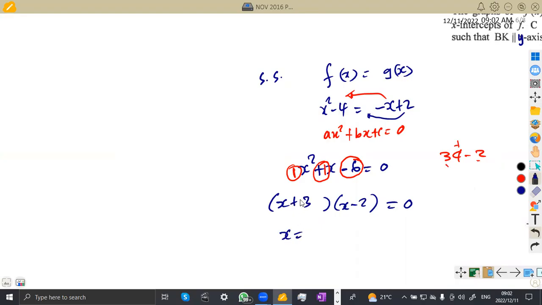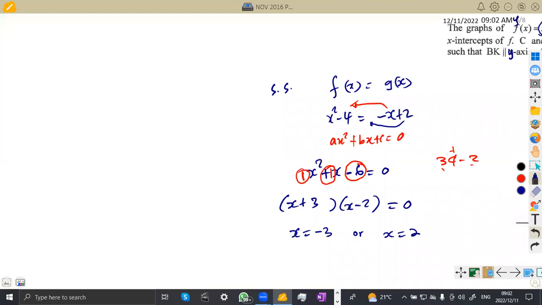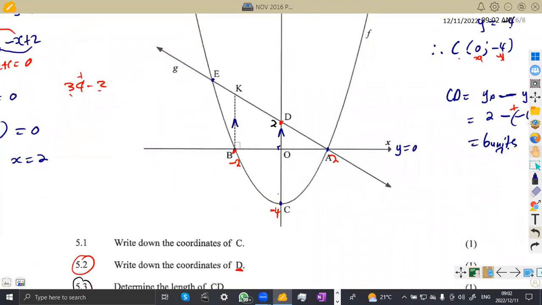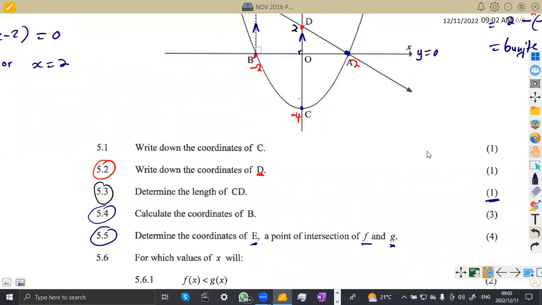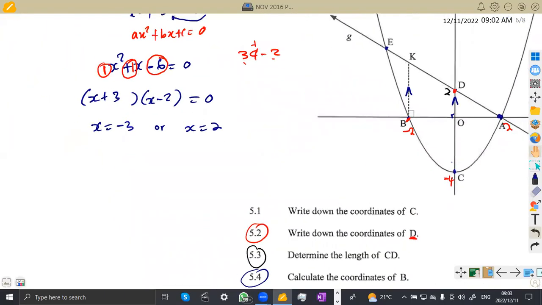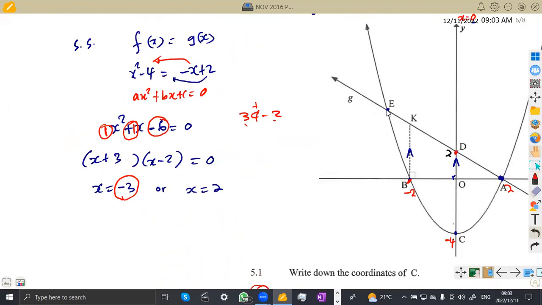So x is going to be 3 to the other side, which is minus 3, or x is equal to minus 2 to the other side, that's a plus 2. So definitely on these values of x, we have got a 2 that we already determined from the coordinate of A. That's why they didn't even ask you about A, they asked you about E. So E is the one that is remaining on the negative side with a negative 3. So our E is going to be at this point where x is minus 3.